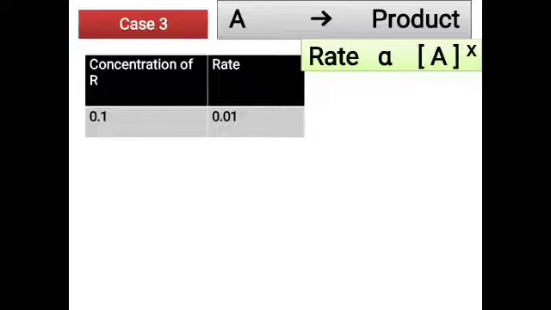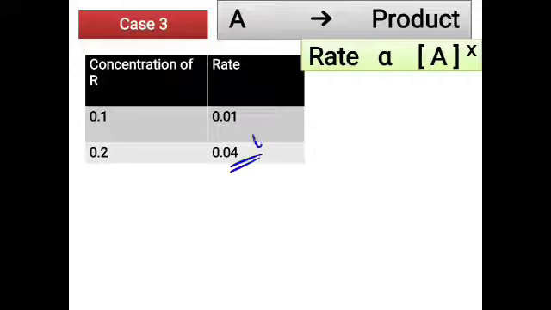Now, for the next case, by increasing the concentration to 0.2, the rate was found to be, see, it is not getting doubled. If it was doubled, it should be 0.02. This should be the double concentration, but can we say it is double? No, because if you square this out, the whole square of 0.02 would give you 0.04. So this was happening in this third type of reaction.